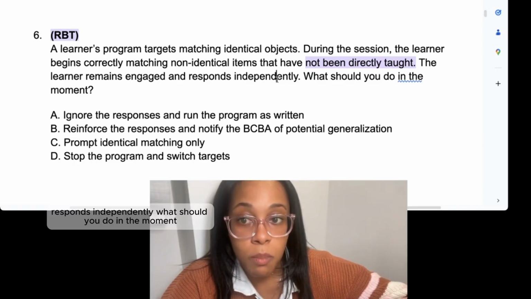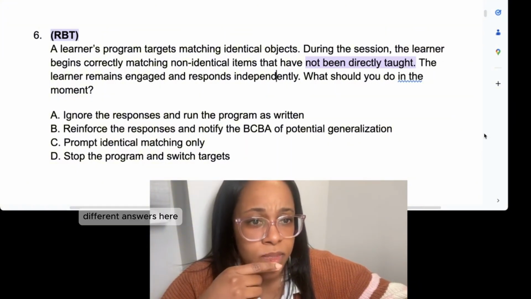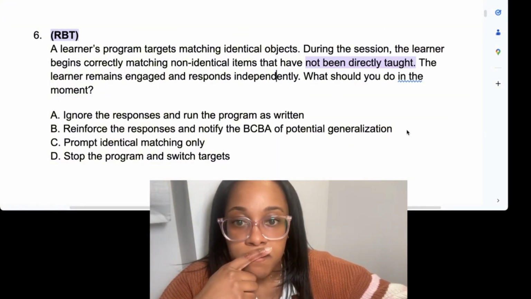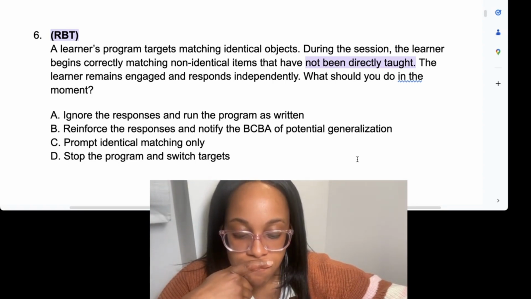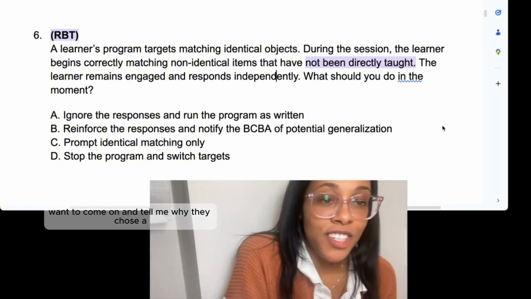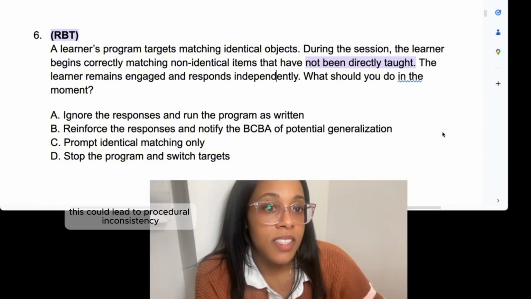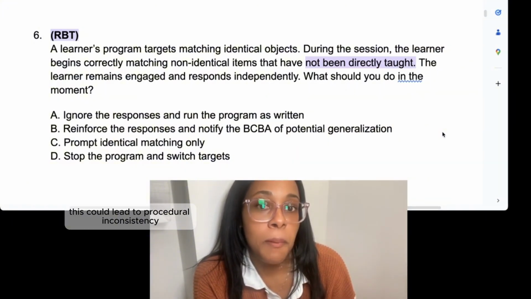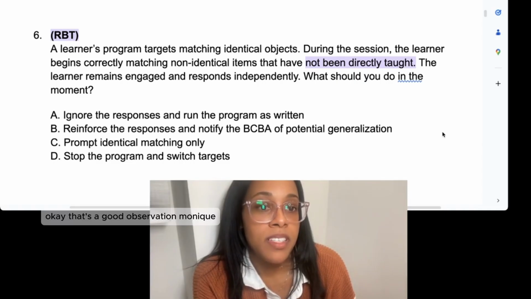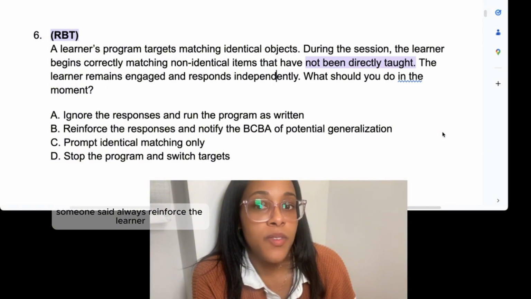What should you do in the moment? All right, so we've got some different answers here. Okay, does anyone who chose A want to come on and tell me why they chose A? I would say A because then this could lead to procedural inconsistency. Okay, that's a good observation. Monique. Someone said always reinforce the learner.